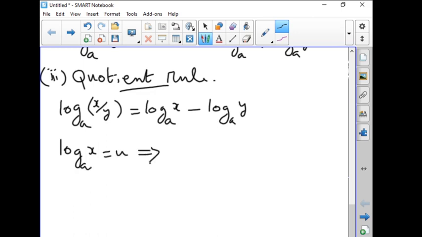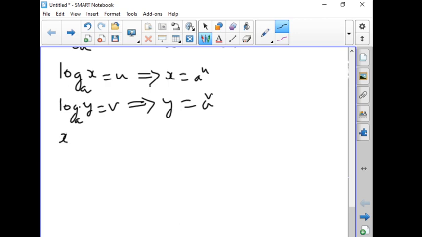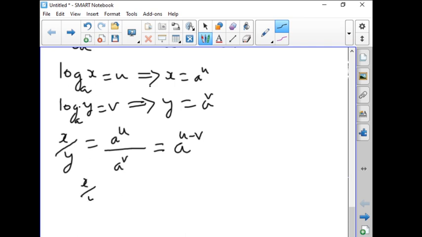From this, what is x? a power u, and also log y to the base a is equal to v. From this, y is equal to a power v. Now we have to find x by y. So, what is it? a power u by a power v. By the properties of exponents, we take this as a power u minus v. Yes, we have seen this in our yesterday's class. So, x by y is equal to a power u minus v.